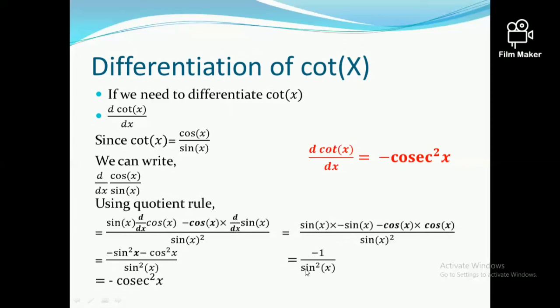1 over sin is cosec x. That's another trigonometric relationship that we are supposed to learn, right? 1 over sin x is cosec x. Therefore, 1 over sin squared x becomes cosec squared x. So, if you differentiate cot x, your answer would be minus cosec squared x.